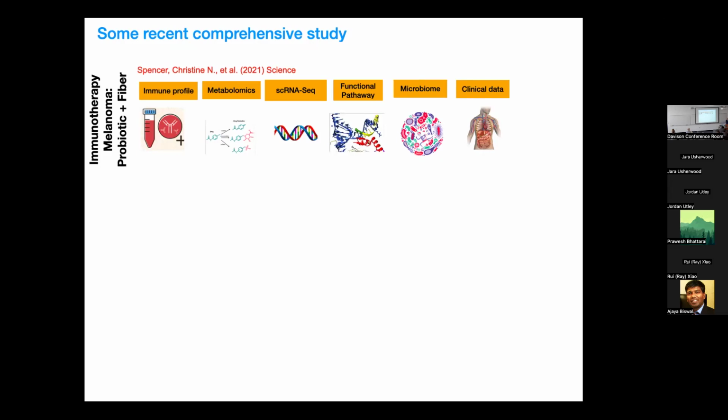For instance, this paper came in immunotherapy melanoma, where they wanted to study the role of probiotics and fiber in cancer patients, and appeared in Science. If you see the kind of data collection effort that they did in this case, it ranged from all sorts of omics components. The idea is to get all the different views of the underlying system and integrate them.